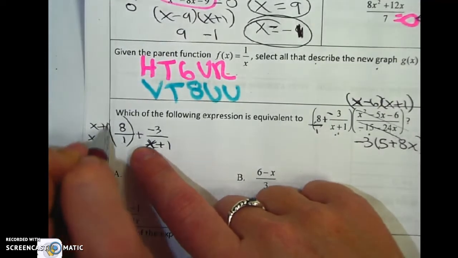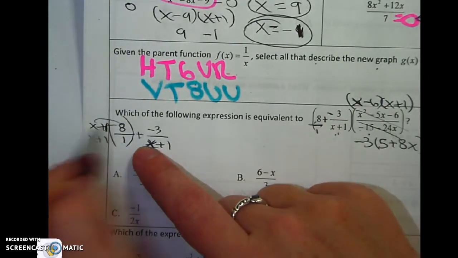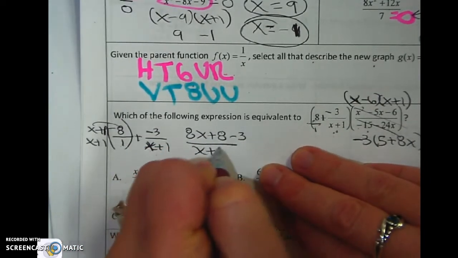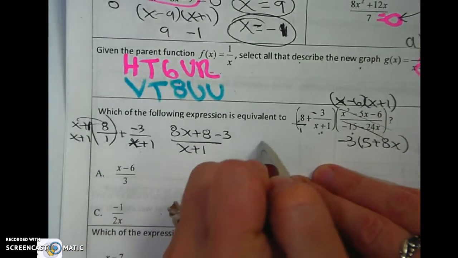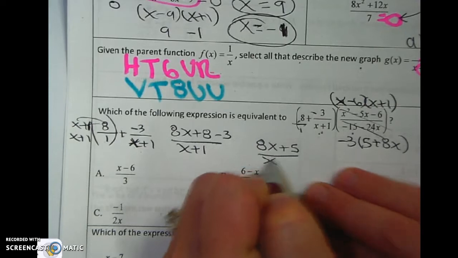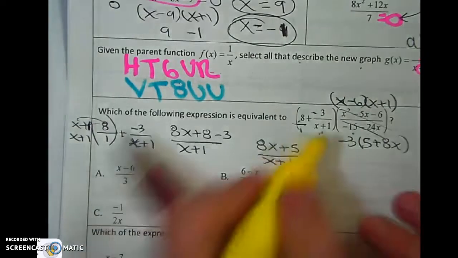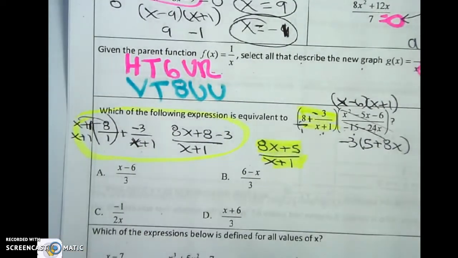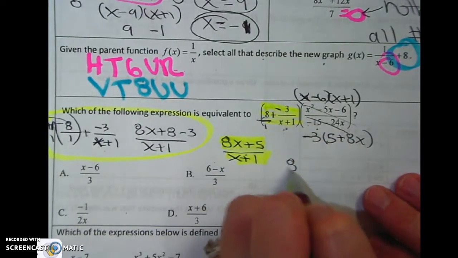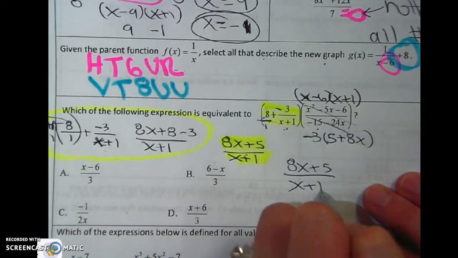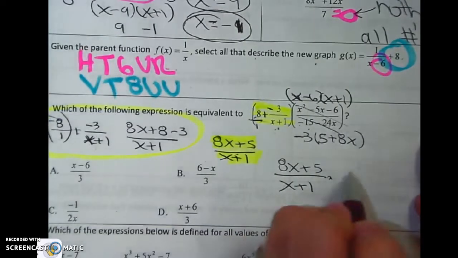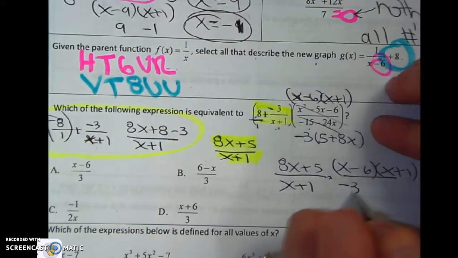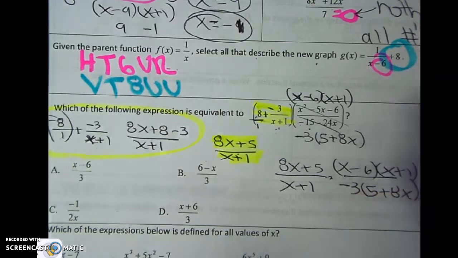And this is just over 1, so I don't have to give anything. Distribute, distribute. 8x plus 8 minus 3 over x plus 1. Simplify that even more. 8x plus 5 over x plus 1. So really, this simplified to this based on all of this work right here. So if this is my left one, let me write this, 8x plus 5 over x plus 1 times, because that's what parentheses means, x minus 1, or 6, x plus 1, over negative 3, 5 minus 8x.